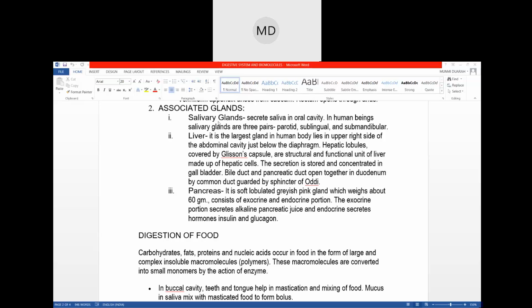Salivary glands are of three pairs, which means there are six salivary glands. The names are parotid, sublingual, and submandibular. So there are two parotid glands, two sublingual glands, and two submandibular glands, one on the left and one on the right. So there are three pairs of salivary glands: first parotid, second sublingual, and third submandibular.